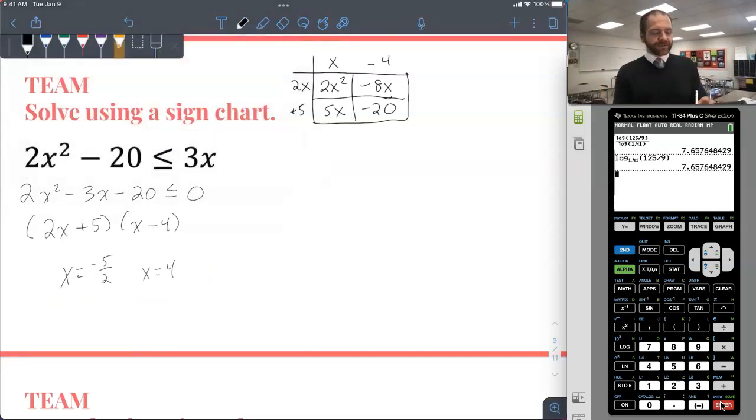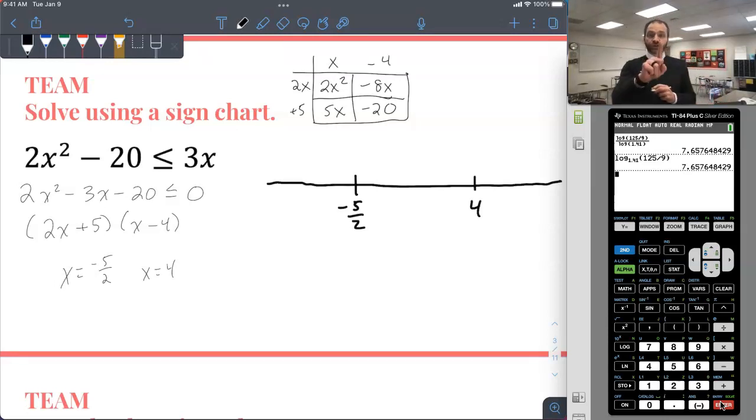So let me make my number line. On that number line, I know I'm going to have my solutions of negative 5 halves and my solution of 4. First question, open or closed circle. For that, we have to look at this. Because it's "or equal to," that means I can have negative 5 halves as an answer. I can have positive 4 as an answer. So those are closed circles. If it was just less than, it would be open.